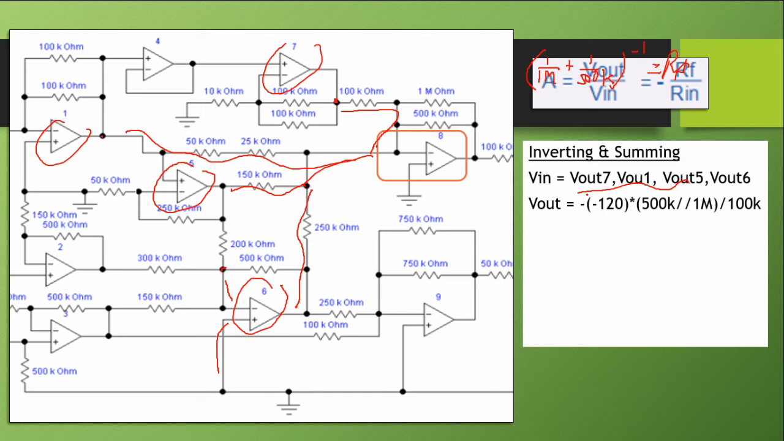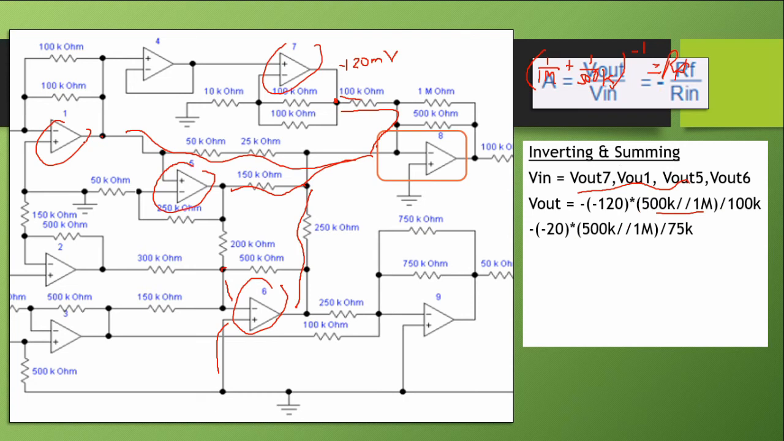So V out is for 7. We know that this is negative 120 millivolts. Since this is an inverting op amp, we place negative. So negative times negative 120 times 500 parallel to 1 amp. We just have to solve this, divided by 100k, which is our R in.